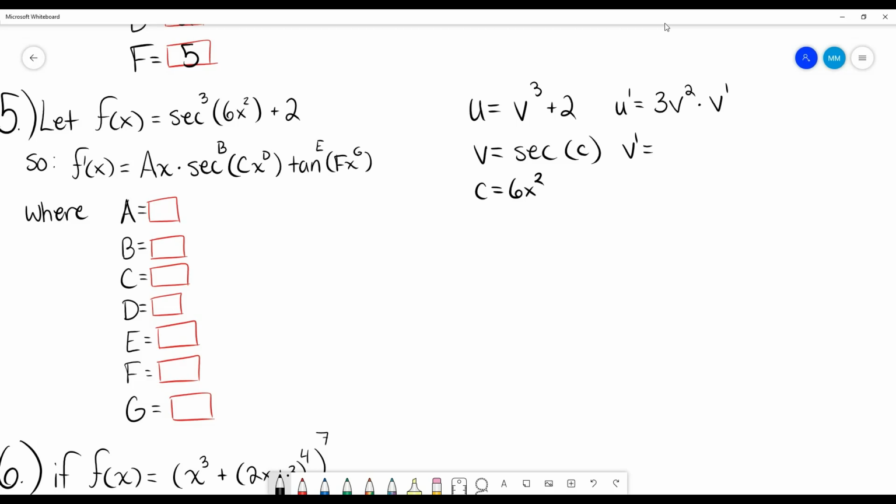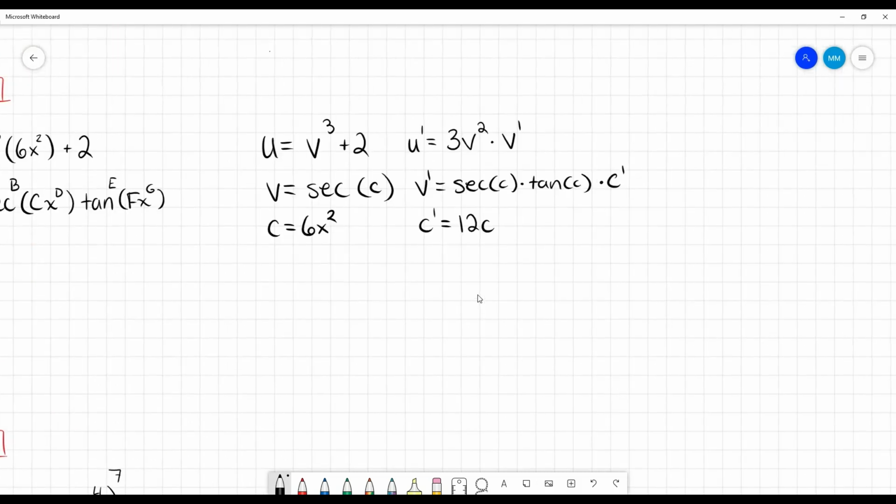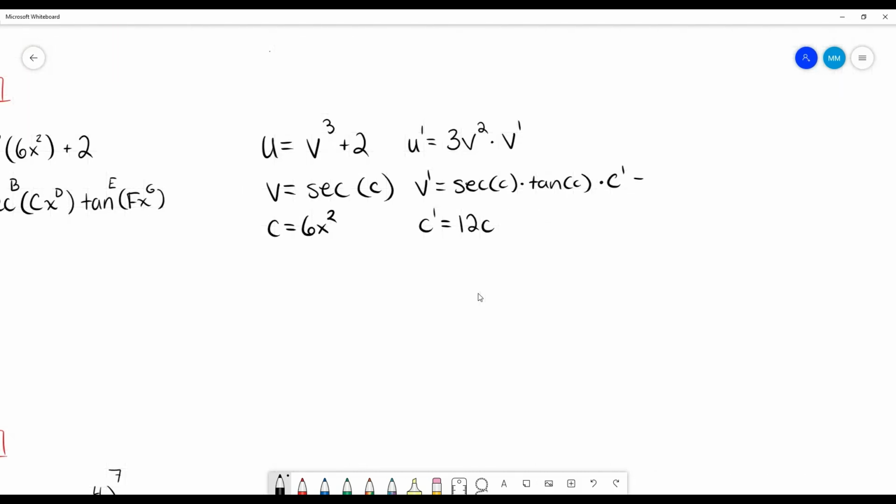So the derivative of secant is going to be secant times tangent. And again, since this is chain rule, we have to multiply all of that by the derivative of our inside, which is c. And then the derivative of c, let's see, we apply our power rule. That's going to be 2 times the 6 is 12, c to the first, or just 12c. And then if I plug that back in, the derivative of v is secant of 6x squared times tangent of 6x squared times 12x. Sorry, I didn't mean to write a c here.